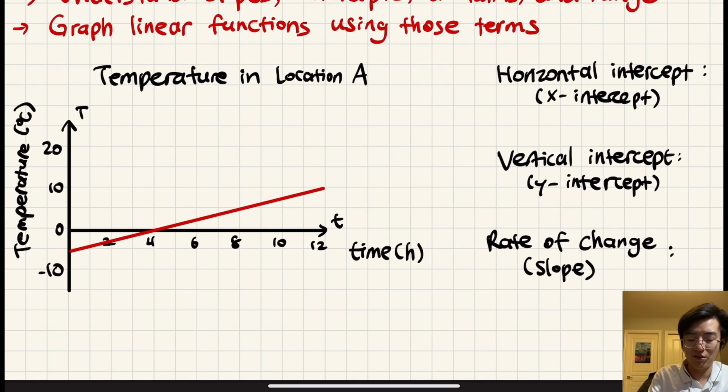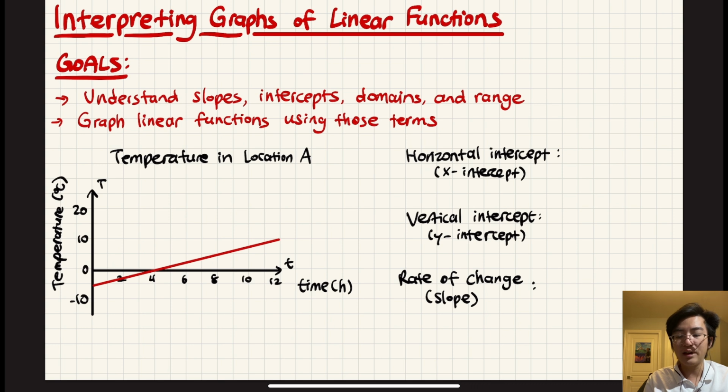So, starting with our little graph here of a temperature in an unknown location A. Okay, so we have time, the amount of hours, in the x-axis and the temperature in the y-axis. Now we have to find a few things about this graph, namely the intercepts first. An intercept is just a place where something meets, right? It comes from English, and luckily in math, it's the same definition.